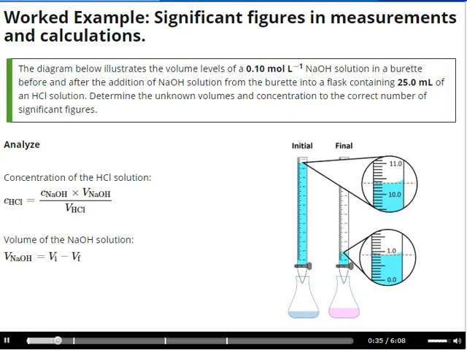To obtain the total volume of NaOH added, we need to measure the initial and final volumes in the burette and take the difference between them. As we solve this problem, we must express the measured and calculated quantities with the correct number of significant figures.